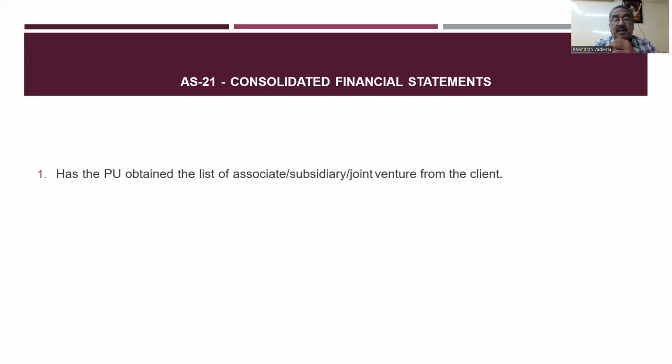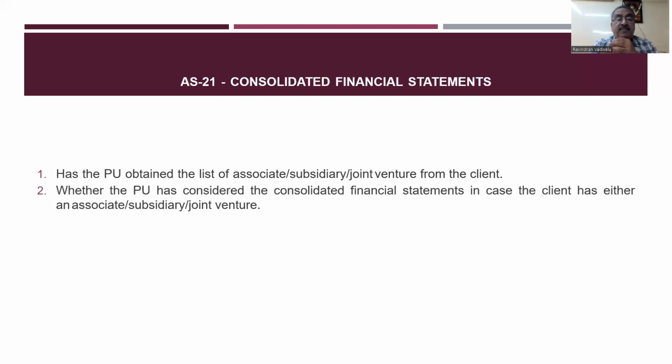As a practicing unit, obtain the list of associates, subsidiaries, joint ventures from the client. So the practice unit has to obtain all the details: who are all the associates, who are all the subsidiary concerns, who are all the joint venture clients, everything. Then whether the practice unit has considered the consolidated financial statement in case the client has either an associate, subsidiary, or joint venture. That means suppose there is an associate concern and there is no subsidiary and joint venture.